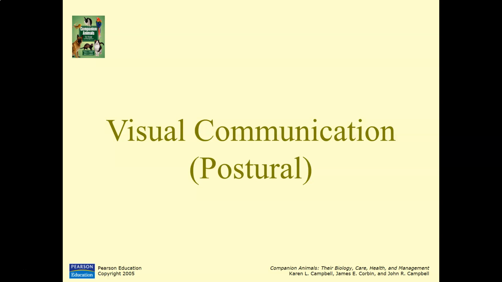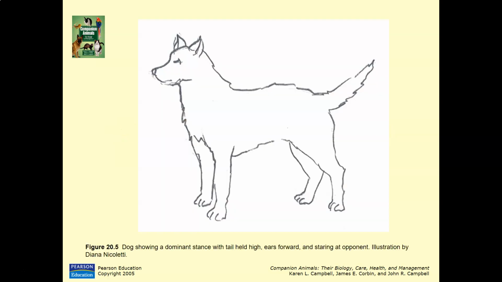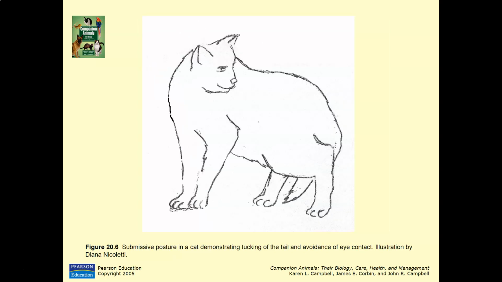Cats typically greet people or other cats with their tail held vertically and their back legs kind of extended. These signals say if they want to play or something like that. Also, how they feel about what they're meeting. If their back is arched or the hair is raised, it's going to be kind of aggressive. If they think there's something harmful in the area, their stance is going to change. This is showing you a dominant stance of a dog. The tail is high, ears are forward, they're staring at the opponent. This is a submissive posture in a cat. The tail is tucked in between the legs and they're avoiding eye contact.